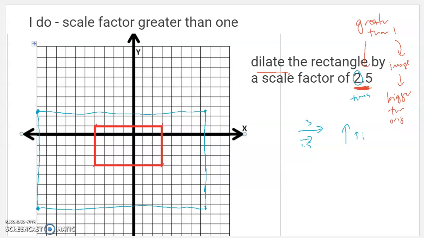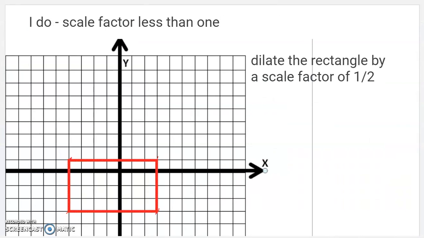So there you go. So there's my dilated rectangle, my image rectangle, my new one. It is 2.5 times greater in size, and it is the same shape. So we would call that, you know, in the other transformations, we always got a congruent new figure. Here we did not. It's not the same size, but it is the same shape. So that is called a similar rectangle is the outcome.